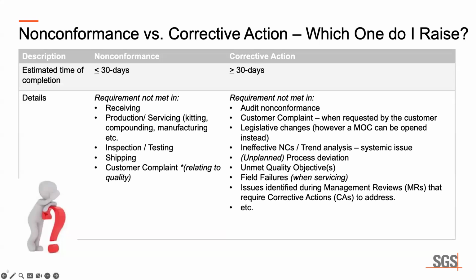In other cases, you might have issues identified during management reviews. As an example, you need to talk about what your objective targets are. What are your quality objectives? Did you meet those targets? If the answer is no, we did not meet those targets, you need to open up a corrective action to determine why we didn't meet them. That requires an investigation.